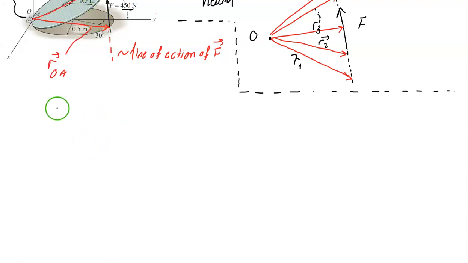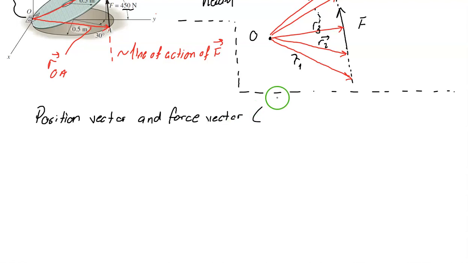So the position vector and force vector, we need to write them as Cartesian vectors. Okay. So let's go ahead and write R_OB.